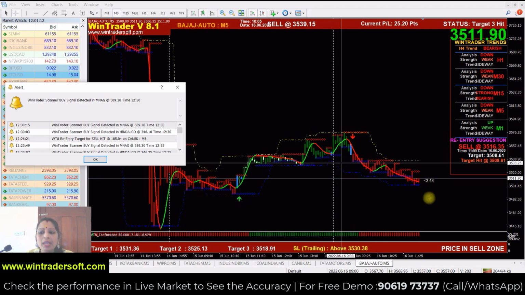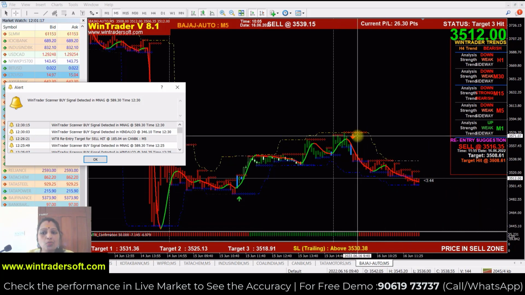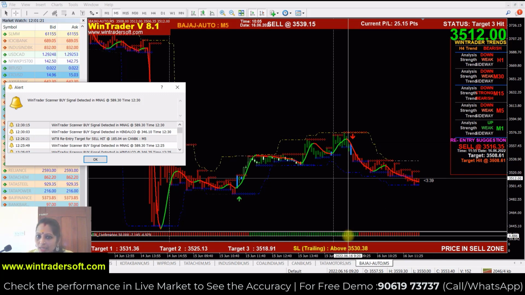So you have to wait for the 2 confirmations. First the arrow will come, and after that if it's a sell signal, the price should be in the sell zone, and the bar below this arrow should be in the same color as the signal. If it is a sell signal, then the bar should be red. Following this software is very simple, and there is no prediction. It works on real-time data, and whatever the market trend, the same you can see in our software.